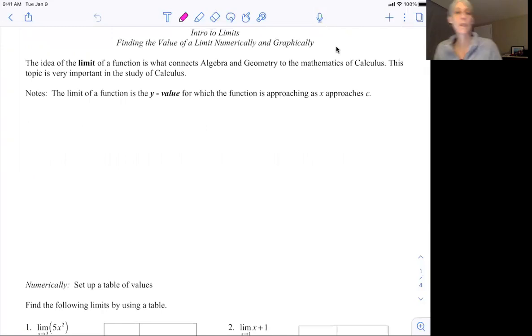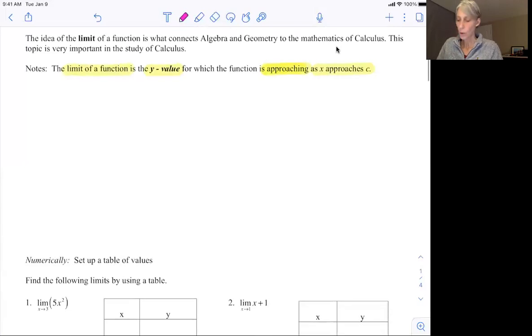Some basic notes. The limit of a function is the y value which the function is approaching as x approaches some c. So what that means to us in our notation, when we're evaluating a limit problem, it will look like this. The limit as x approaches c of some function f of x is equal to some number L. Remember, this is just a y value. It's just going to be a number.